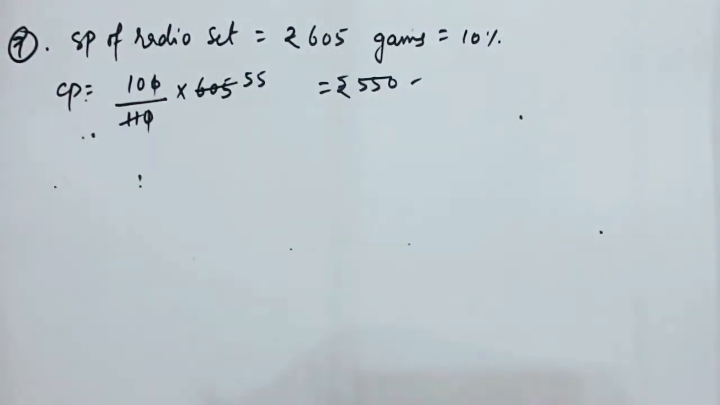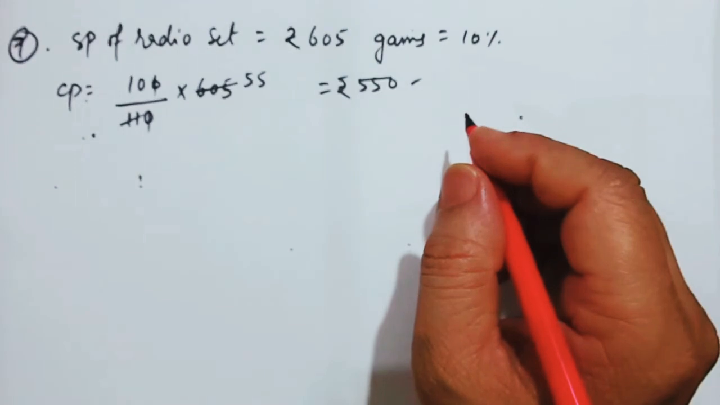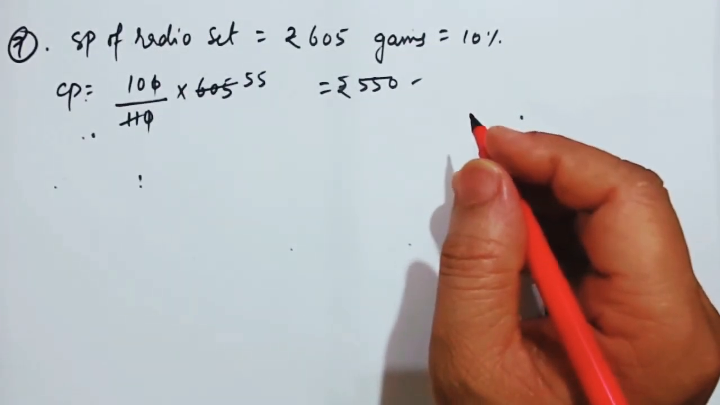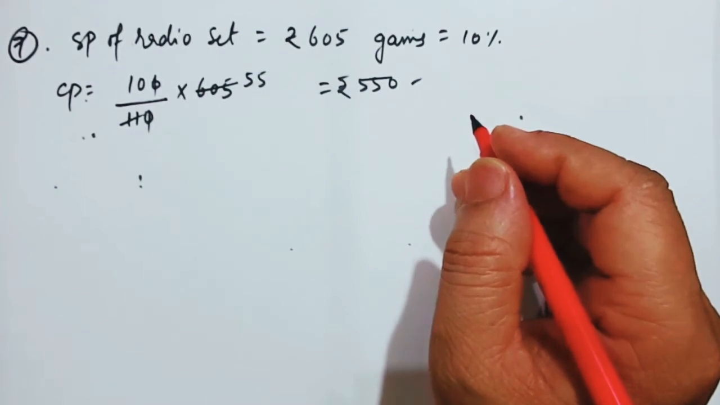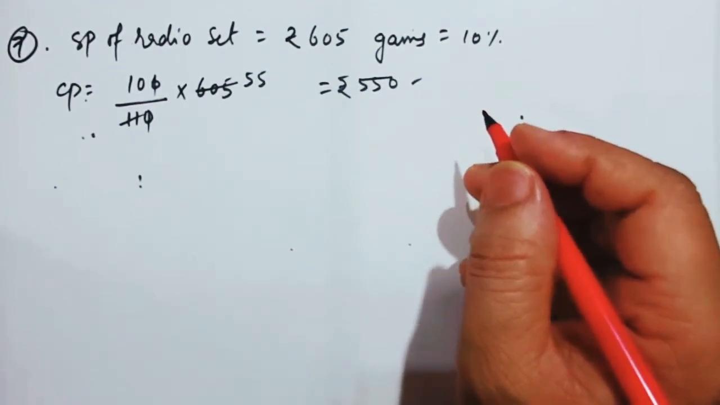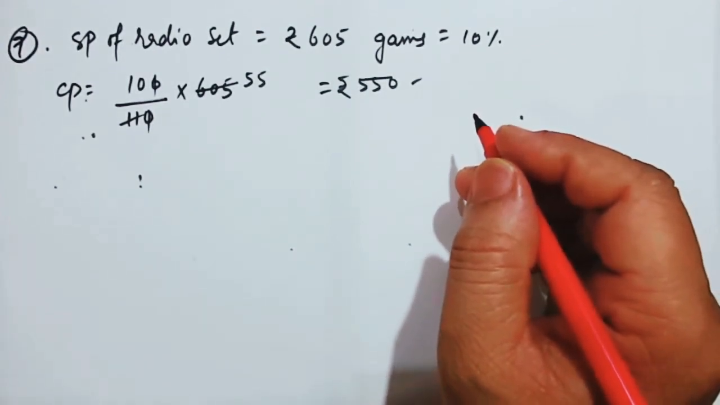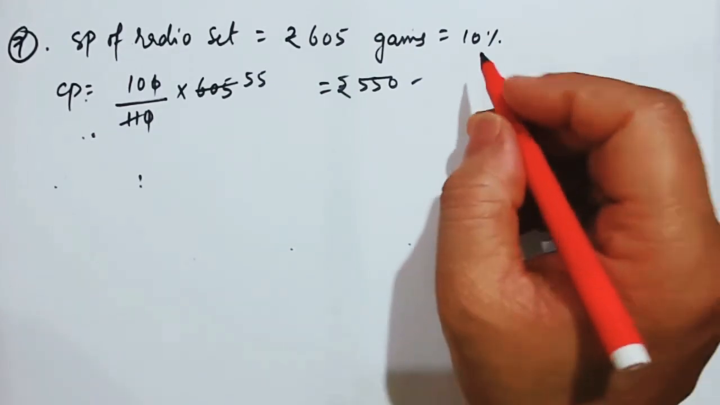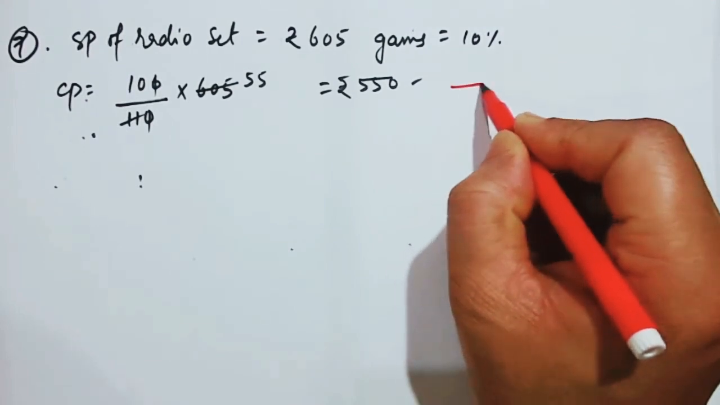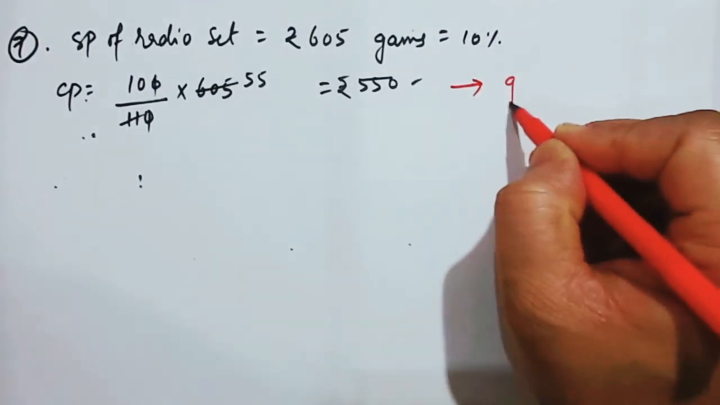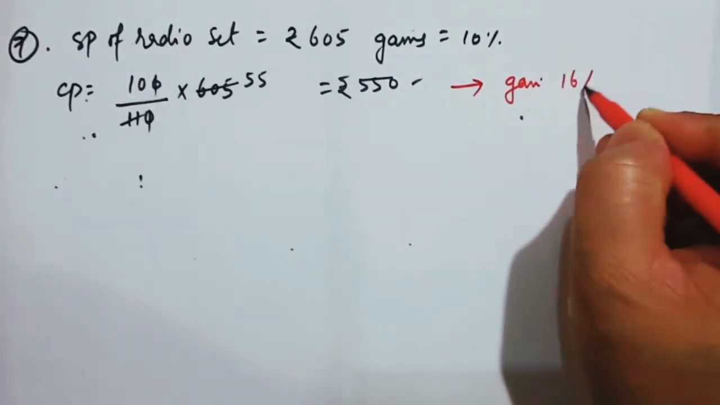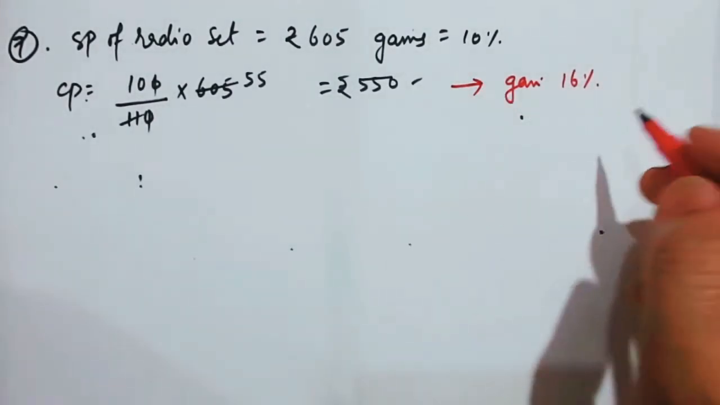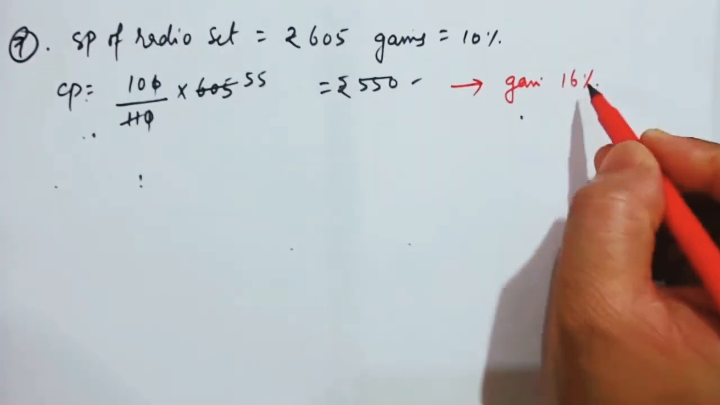And he says, find the loss percent or profit percent if he sells the same for rupees... no sorry, at what price should he sell another radio of the same kind in order to gain 16%. Now he wants to gain 16%. Since the radio is of the same kind, naturally the cost price remains the same. Cost price is this, gain is 16%.